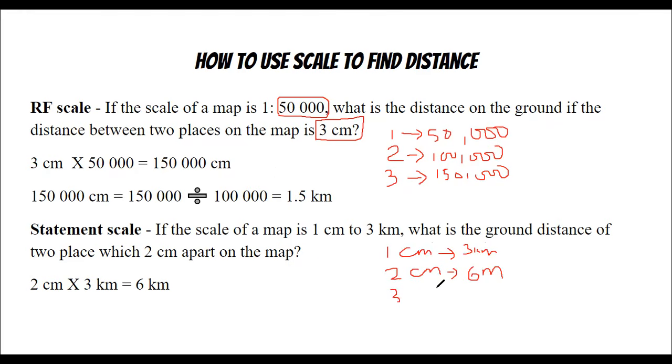And 3 centimeters would be equivalent to 9. Sorry, this should be kilometers. Kilometers. So again, what we're doing in order to find the ground distance, we are multiplying the distance that we are given by the part of the scale that shows the ground distance, which is the 3 kilometers. And in this case, we wouldn't have to convert it to kilometers because it's already in kilometers.